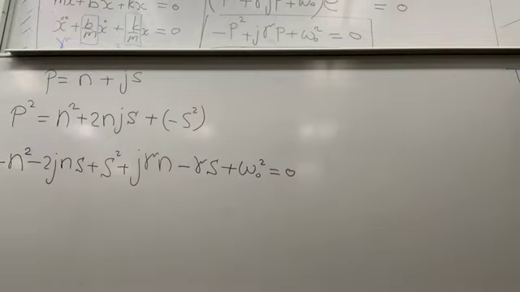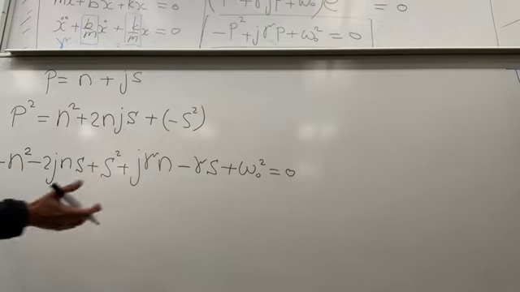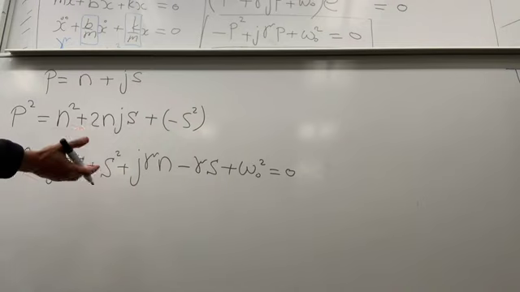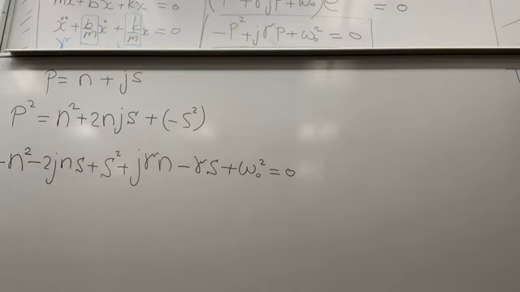Let's check. I think it's fine. If you notice anything strange, please do type in the chat. I think this is correct. And now we notice we have two equations here and two unknowns, n and s. We have two equations because we have a combination of real and imaginary parts here. So let's highlight these.